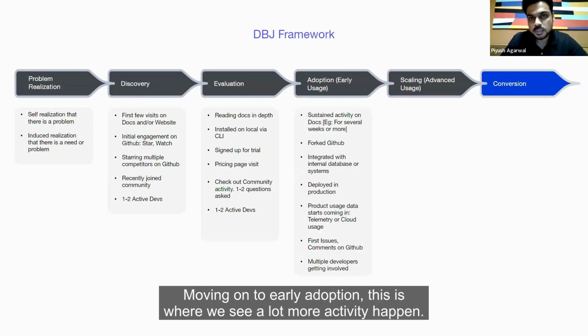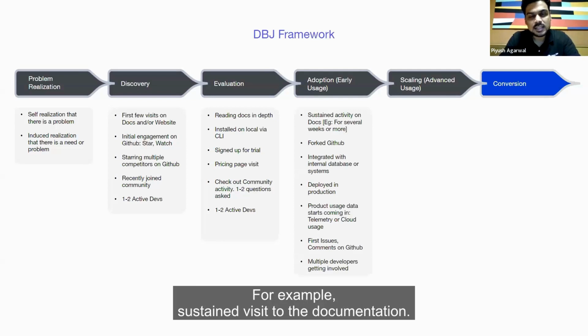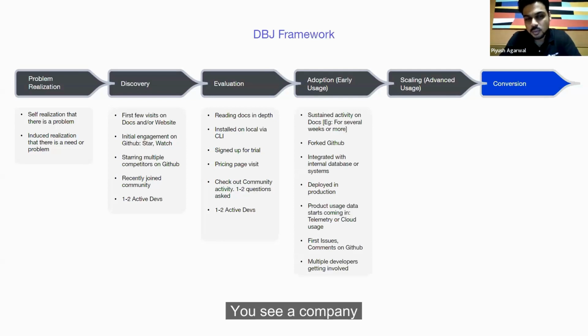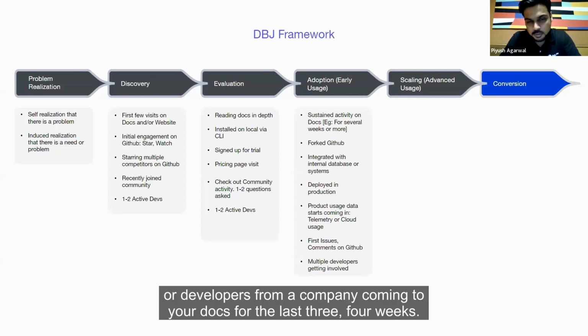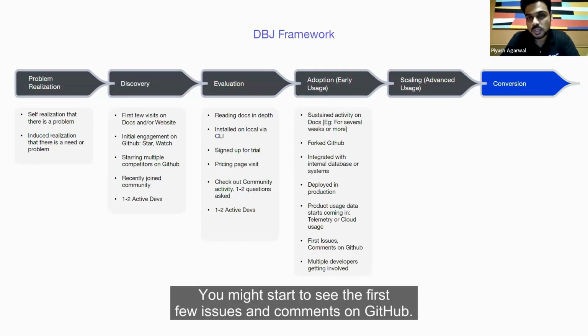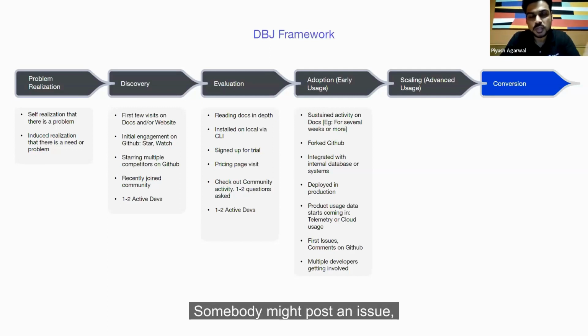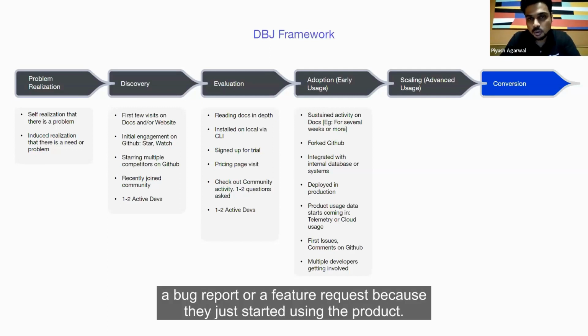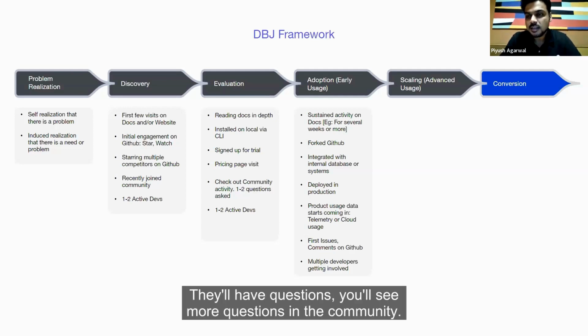Moving on to early adoption, this is where we see a lot more activity happen. For example, sustained visits to the documentation. You see a company or developers from a company coming to your docs for the last 3-4 weeks. They've adopted the product generally. You might start to see GitHub forks. You might start to see the first few issues and comments on GitHub. Somebody might post an issue, a bug report, or a feature request because they just started using the product. They'll have questions. You'll see more questions in the community.